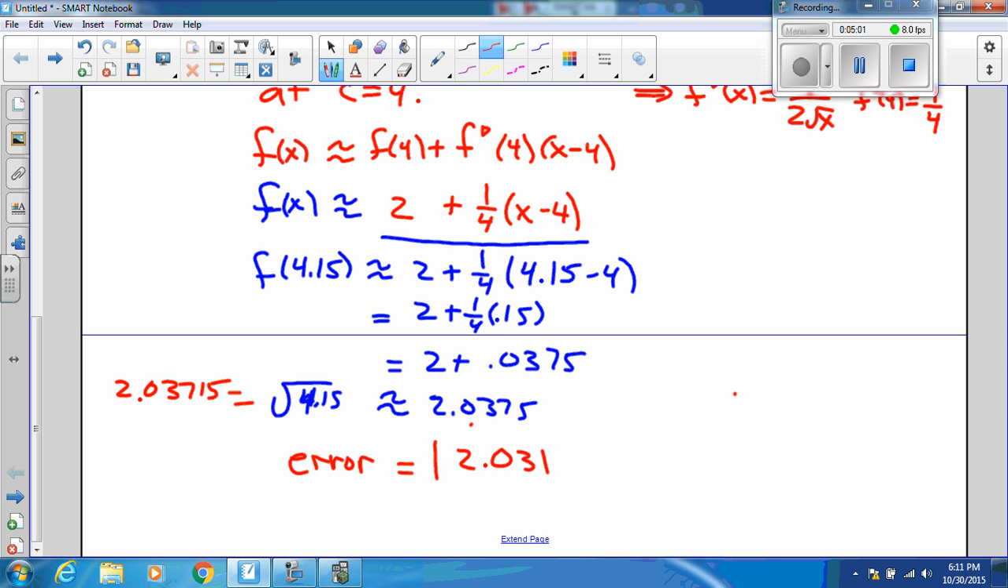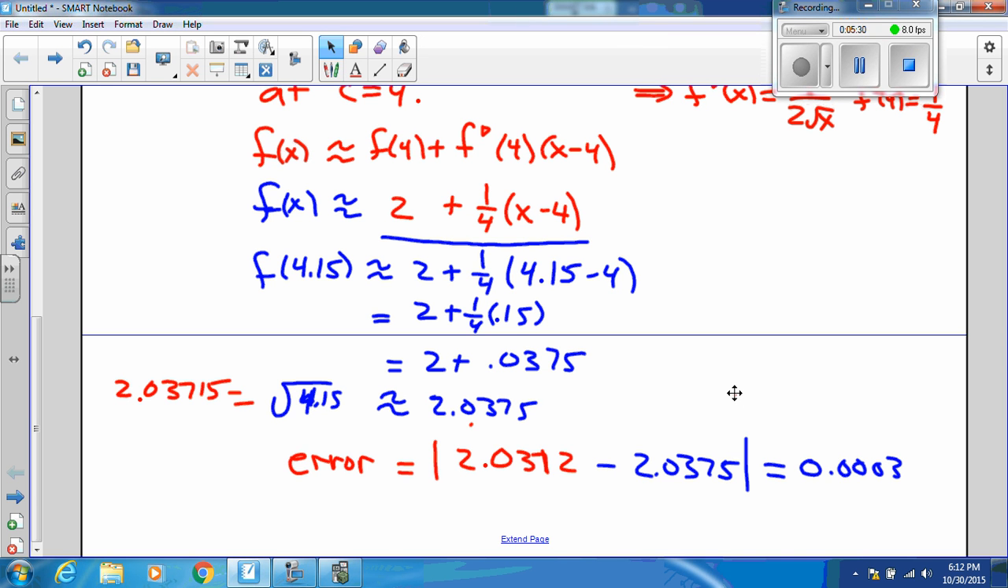And the error is going to be the actual minus the estimated value. And we'll take the absolute value of that difference because we're only interested in the size and not the direction of the error. So our absolute error was only 0.0003, and we did that computation all with pencil and paper, never having to appeal to the calculator. That's really powerful.